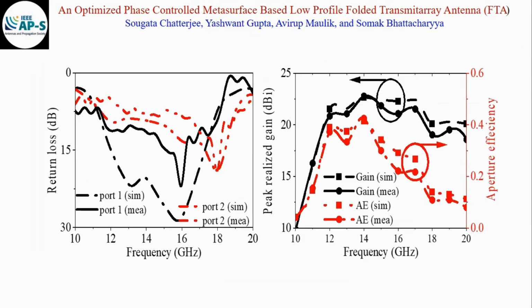Now here is the return loss and gain performance. Return loss is more than 12 dB, more than 10 dB throughout the frequency band of operation. And here is the peak realized gain along with the frequency. The maximum aperture efficiency of 42% is achieved.